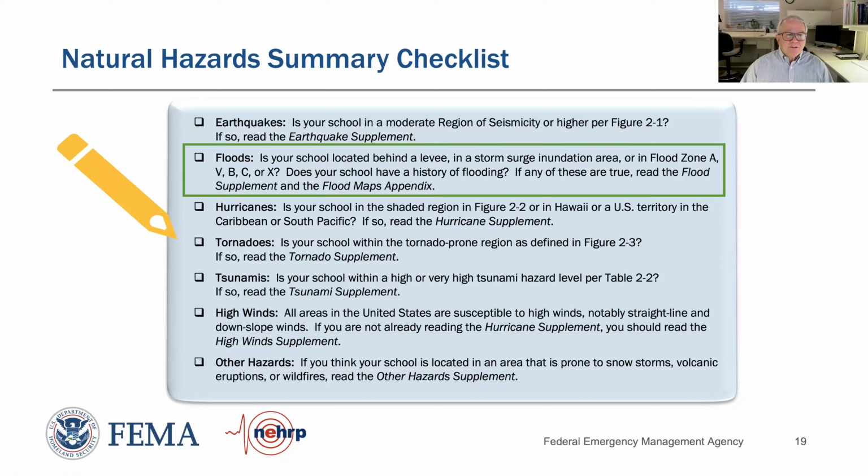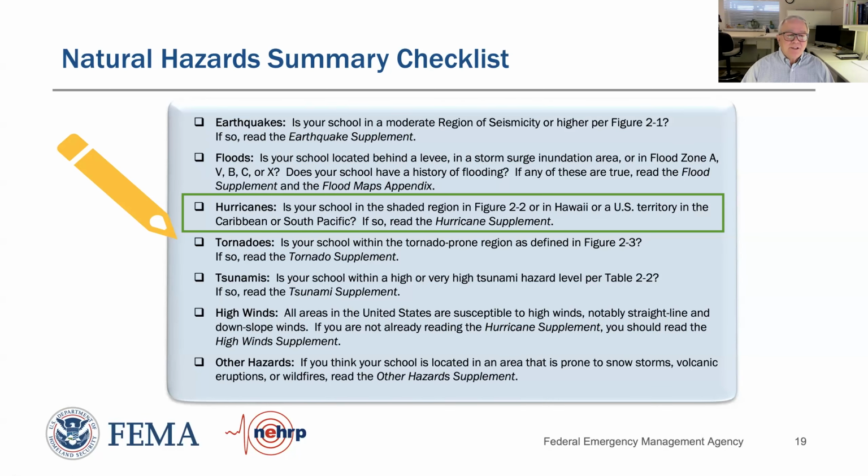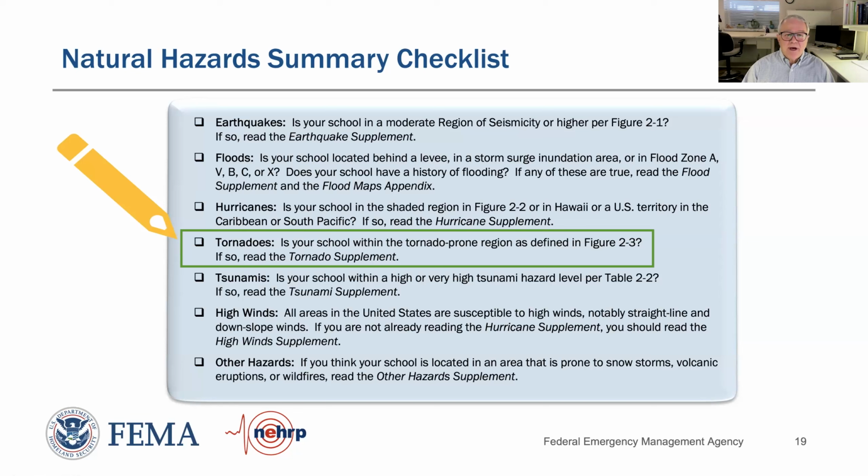Likewise, for floods, if your school is located behind a levee, in a storm surge inundation area or flood zone, or has a history of flooding, then we're encouraging you to read the flood supplement. Hurricanes: that shaded area in figure 2.2, or Hawaii or any of the US territories, you need to read the hurricane supplement. Tornadoes, likewise, if you looked at that figure and saw the shaded areas, you would want to read the tornado supplement. Tsunamis, same situation in the table. The tsunami supplement would be one that you would want to read.